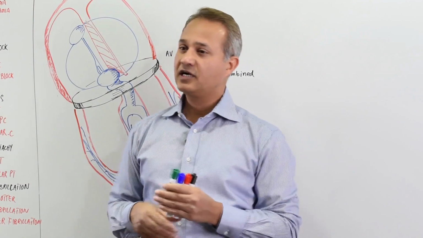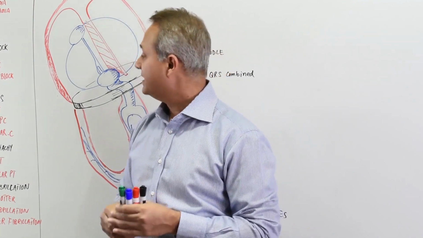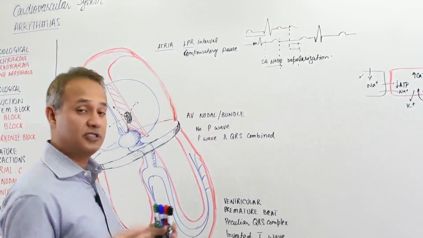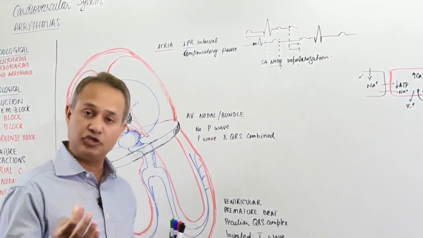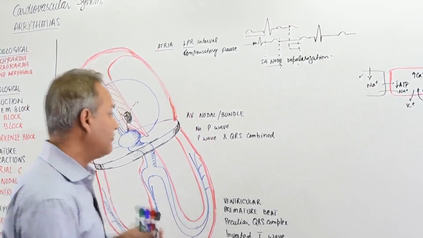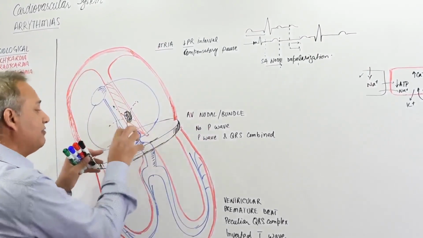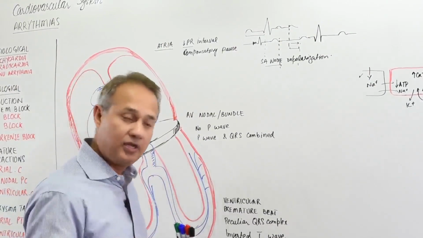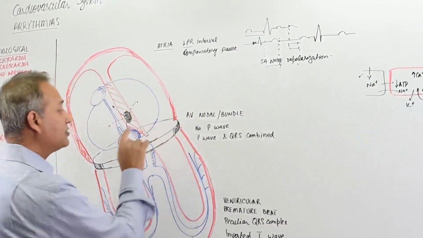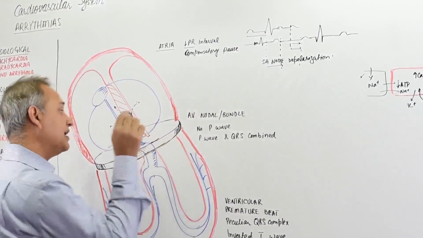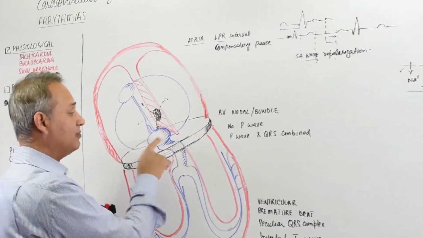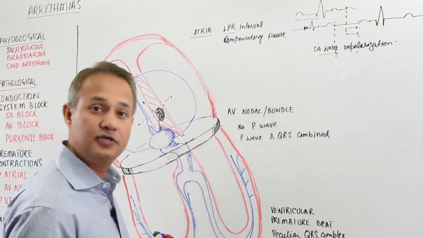Okay guys, continuing with the cardiovascular system pathology lecture, now the AV nodal bundle. This is also called a junctional premature beat or junctional beat. If they become multiple beats because of the AV bundle and AV node, then they can be called a junctional rhythm. So now we are talking about a premature beat that got created by the AV bundle or AV node.